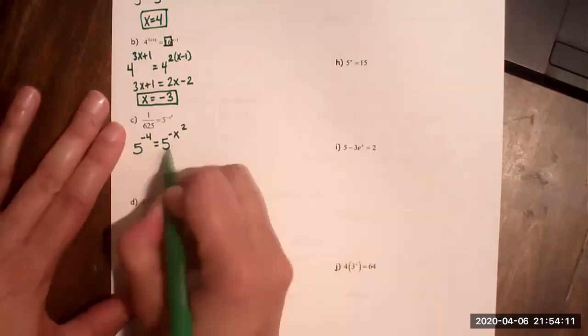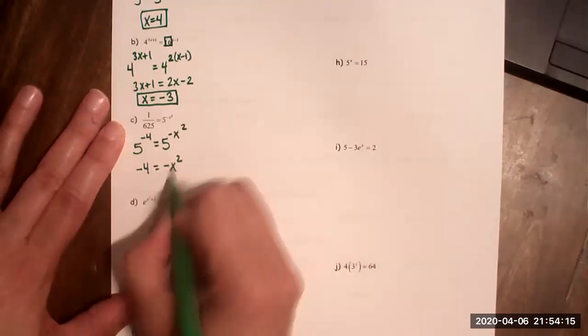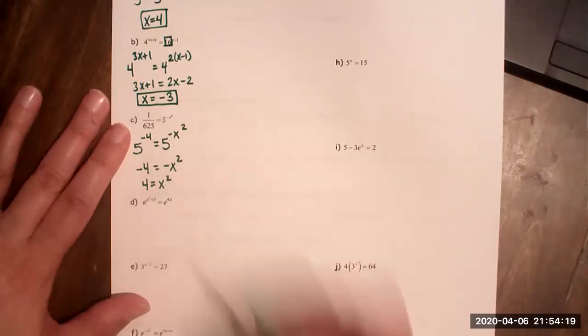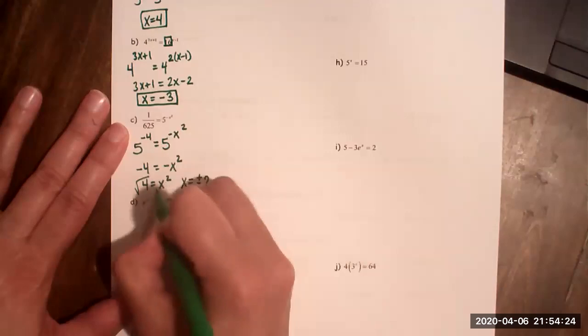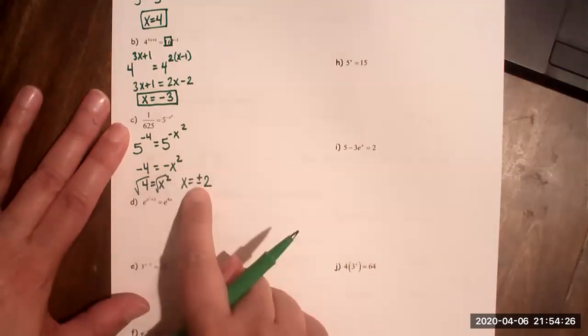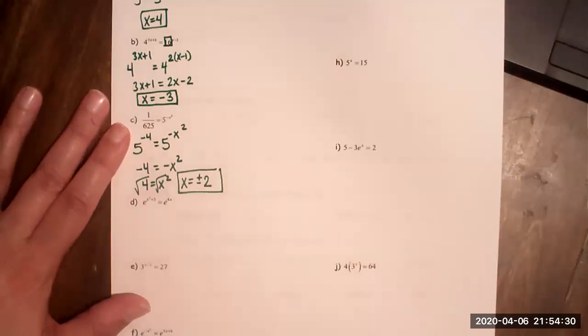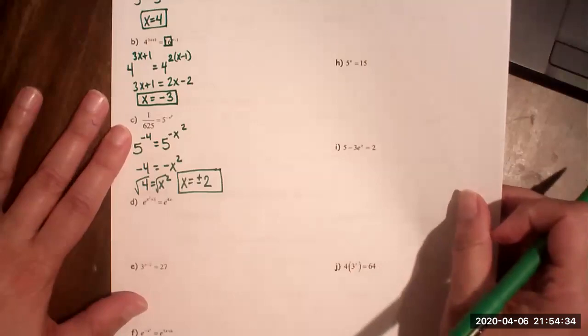Once you have the same base, you set their exponents equal. Divide by -1, I get 4. So x equals plus or minus 2. Whenever you square root, don't forget your plus or minus. Negatives are okay, so both answers work. Okay? So again, your goal every time is to get the same base.